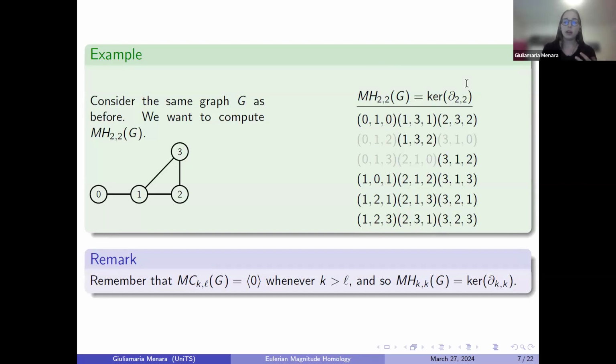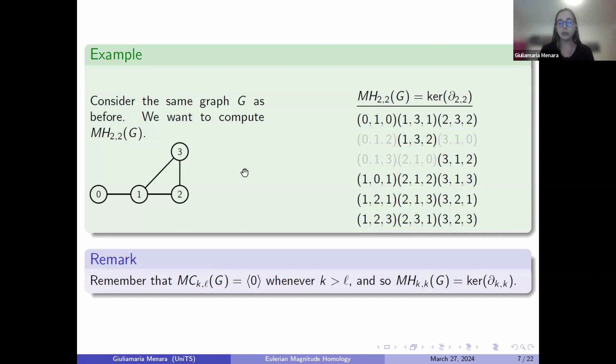So we see now, if we list all the elements that are actually in the kernel of delta 2, what's happening here? We're going to find all tuples that are permutations of the vertices of the triangle, so 3, 1, 2, 1, 2, 3, and so on, plus tuples that go back and forth on one edge. So somehow the feeling is that magnitude homology is accounting for the triangle, is accounting for the substructure of our graph, and it's also containing some noise.